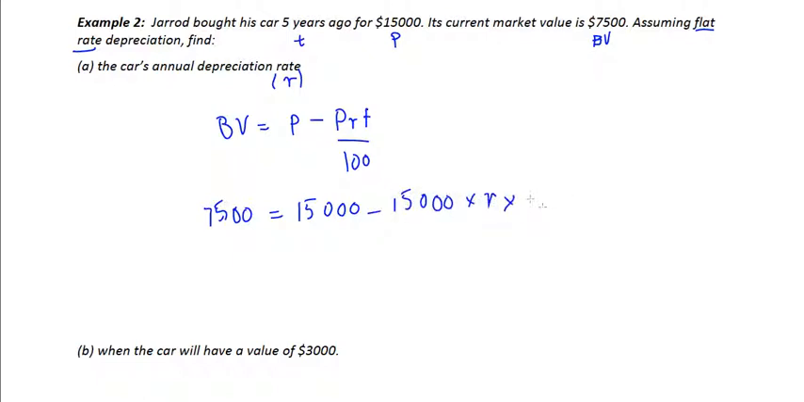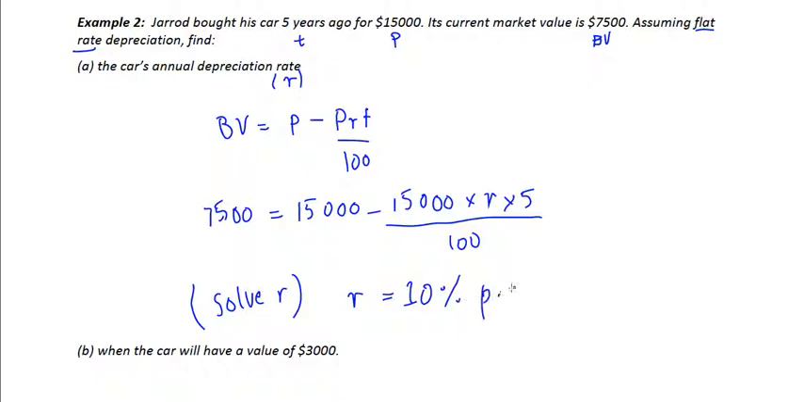R is what I'm trying to find, so that's what I'm going to solve. So solve for R just using your calculator, and you'll see we get 10% per annum. So this car here is losing 10% of its value every year, which is quite a lot if you think about it.